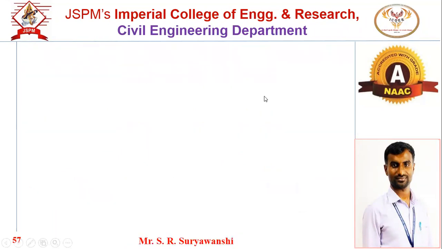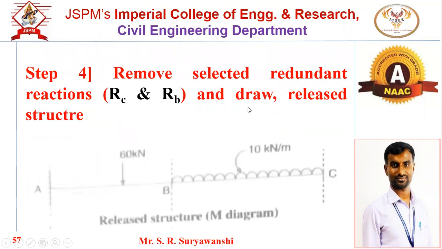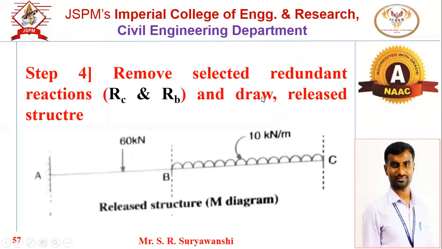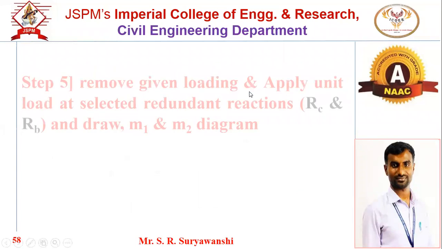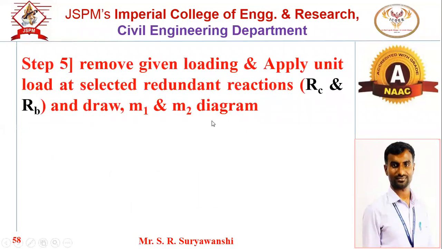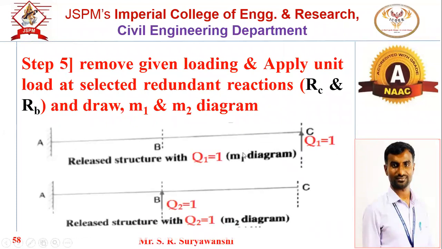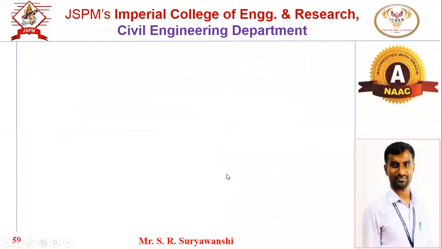Now the next step is that we have to remove the selected redundant forces to get the released structure, or we can say the determinate structure. And this particular diagram is the Young diagram. So removing the redundant reactions RC and RB, the structure we get is the determinate structure, and the diagram is called the Young diagram. Drawing the Young diagram carries some weightage. Next we have to remove the loading and apply the unit load at the respective redundant reactions. Means if you apply Q1 equal to 1, that will be the M1 diagram. If you apply Q2 equal to 1, that will be the M2 diagram.